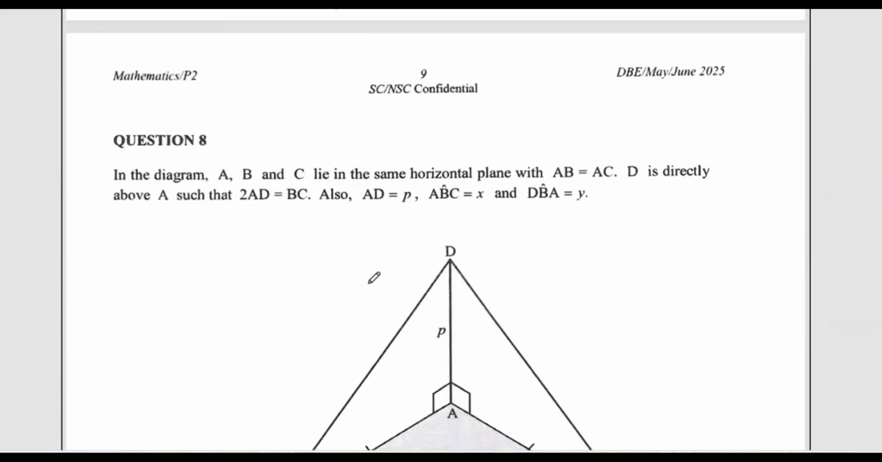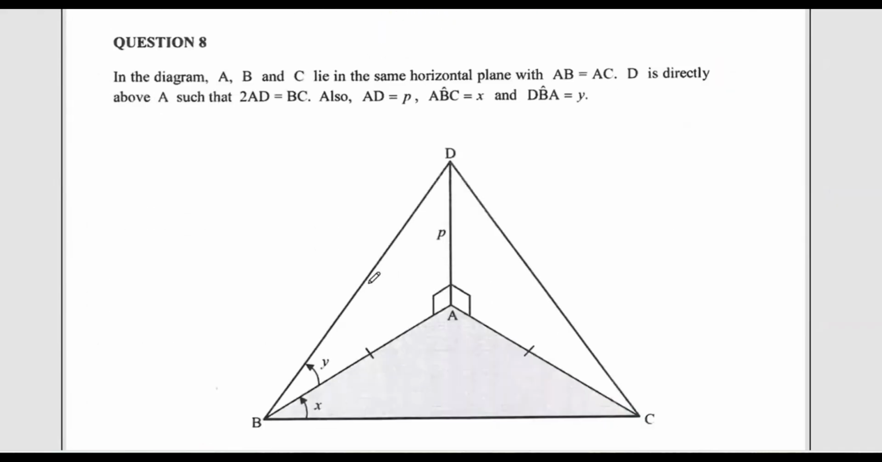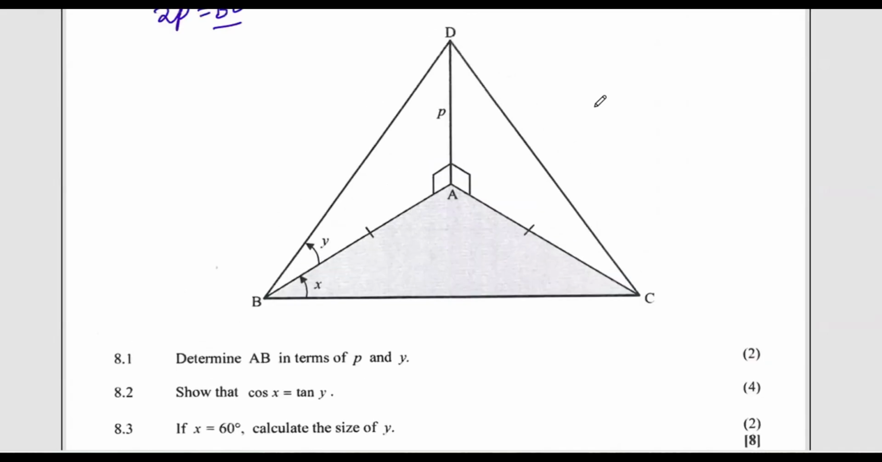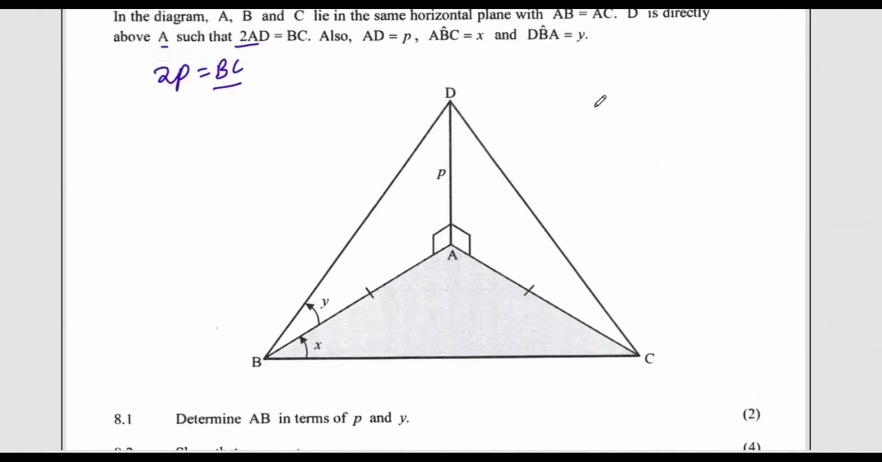All right, then question number 8. In the diagram, A, B, C lie in the same horizontal plane with AB being the same as AC. D is directly above A such that twice AD, okay? So in other words, if we have 2P is the same as BC, then they want us to express AB in terms of P and Y.